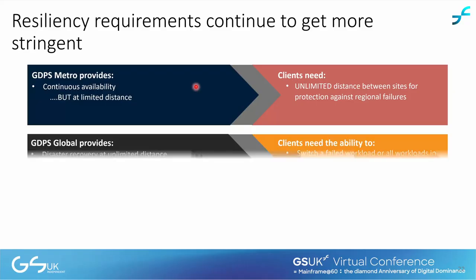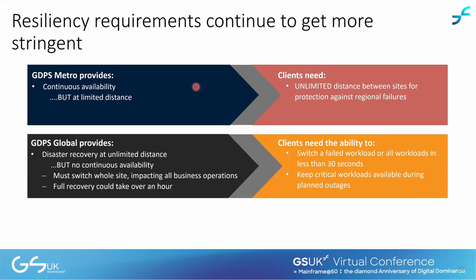So what did we do? We introduced GDPS Global. We provided disaster recovery at unlimited distances, but it didn't have the continuous availability part of it. And when you're switching your entire site, it will impact business operations, and it takes over an hour to become fully recovered. So after this solution, clients were like, well, we need the ability to switch a failed workload or all workloads in less than 30 seconds. And not only that, we need to keep our critical workloads available during planned outages.